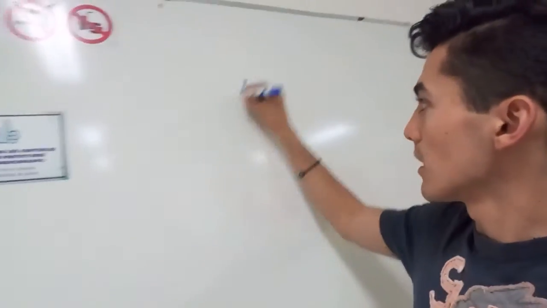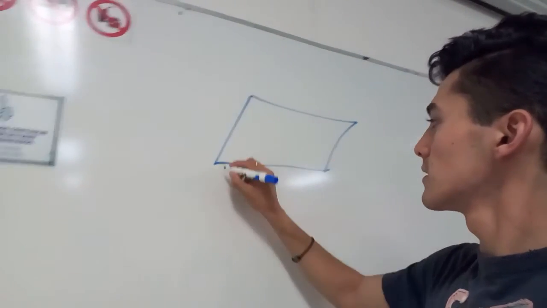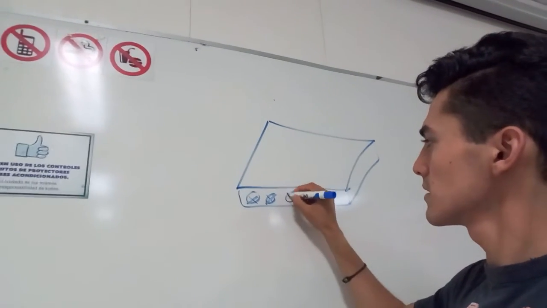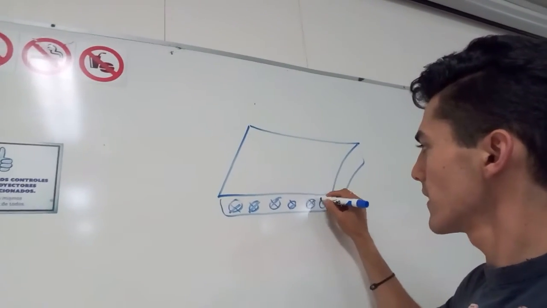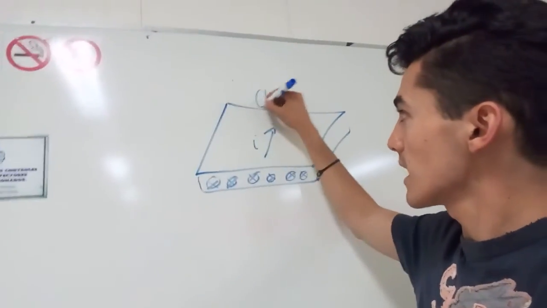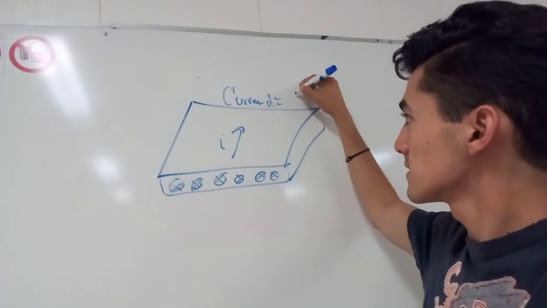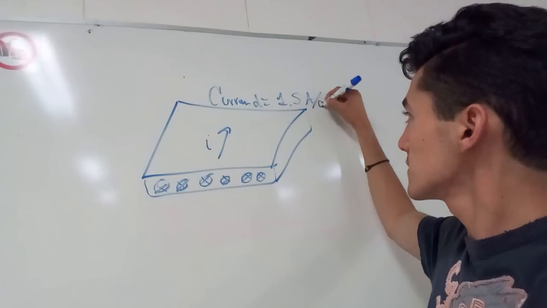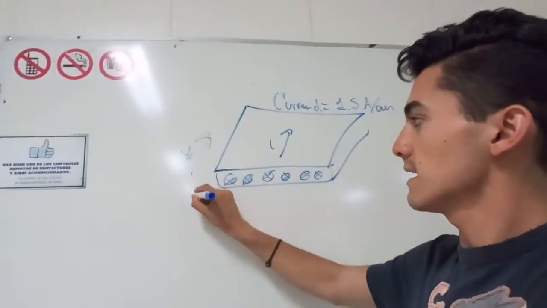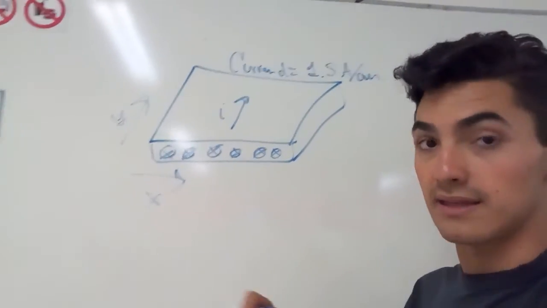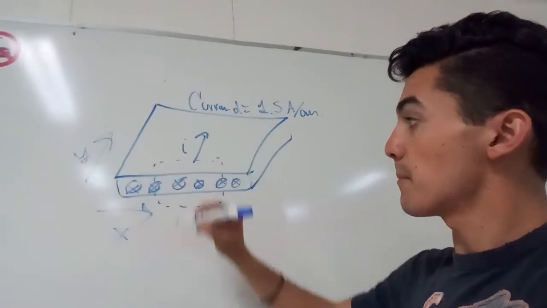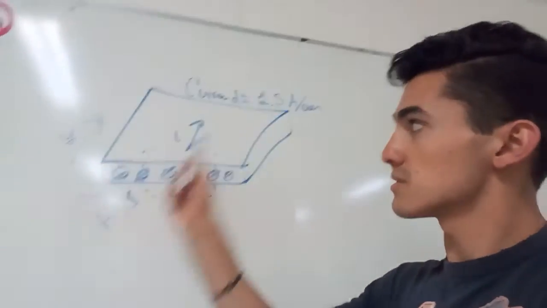So we have here our sheet with our current vectors that are pointing toward that direction. And we have our current density that is equal to 1.5 amperes over centimeter. And we know that this is the y-axis and this is the x-axis, the y and x. So we have to calculate here the path, but not using the edges of the sheet.